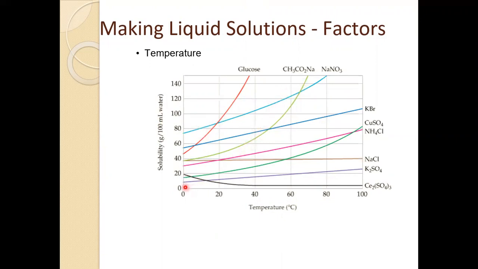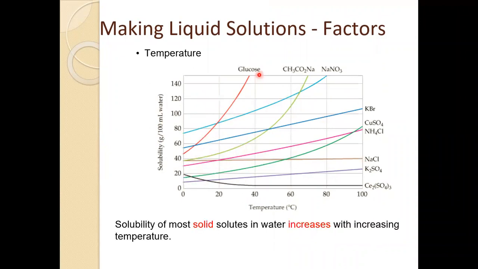Sometimes it increases fairly slowly, but sometimes it increases very rapidly. So in general, there are exceptions, but we can say that the solubility of most solid solutes in water will increase with an increase in temperature. So if you're trying to dissolve a solid substance in water and you're not able to dissolve enough of it, then generally speaking, you should be able to increase the temperature of that solution, and that therefore allows you to dissolve more of that substance in the same volume of water.